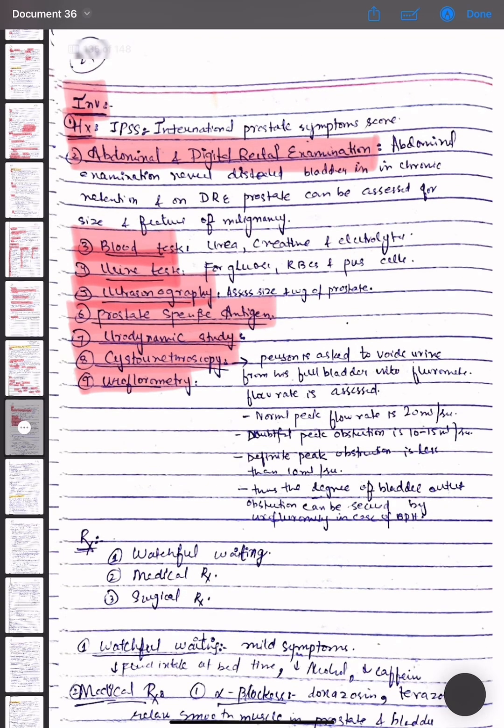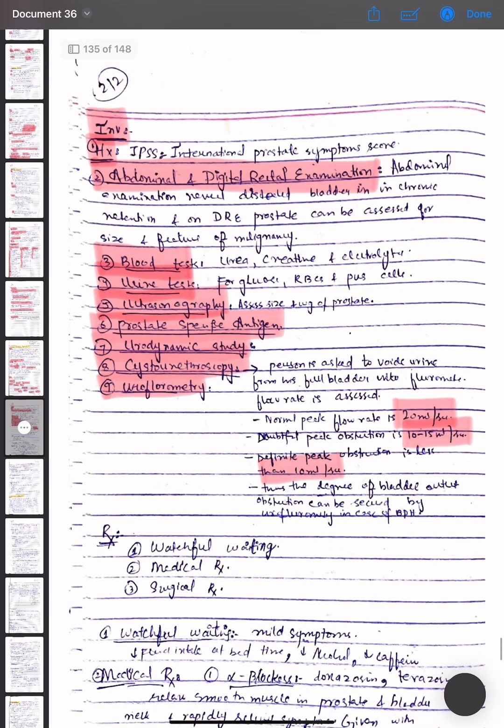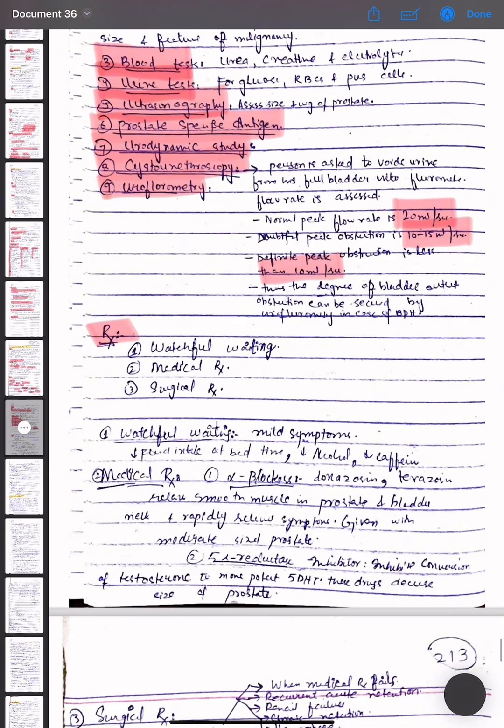Doubtful obstruction is a peak flow of 10 to 15 ml per second. Definite obstruction is less than 10 ml per second. Thus, the degree of bladder outlet obstruction can be assessed by uroflowmetry in case of BPH. The treatment options are watchful waiting, medical treatment, and surgical treatment.